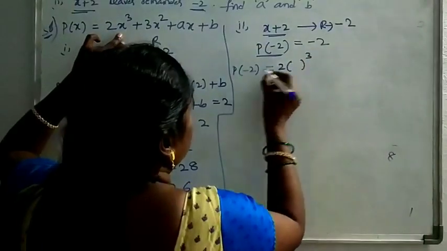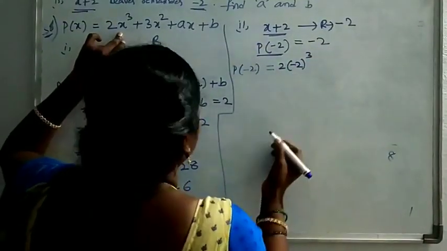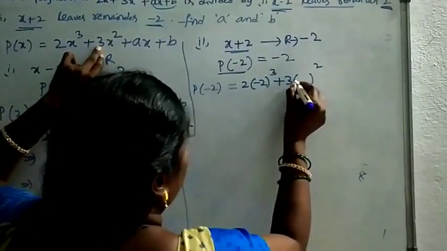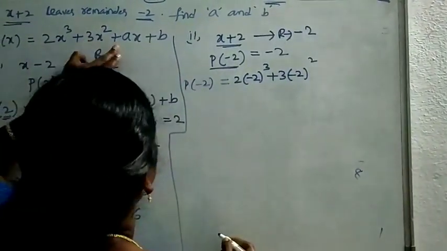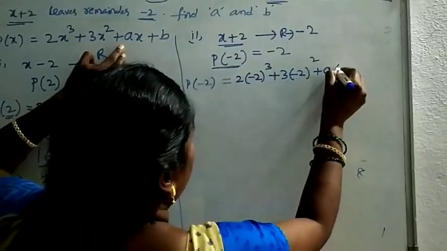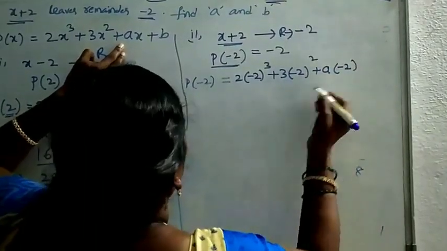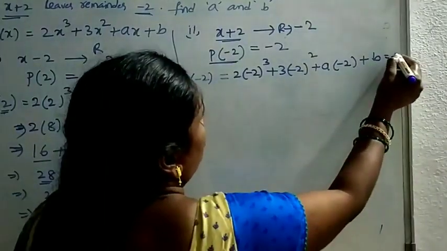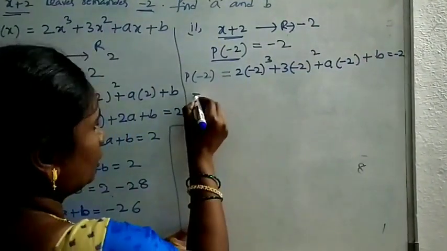So P of minus 2 is equal to 2x cube. In place of x we have to write minus 2, plus 3 into x square, in place of x minus 2, plus a into x, a into minus 2, plus b. And this is equal to minus 2.